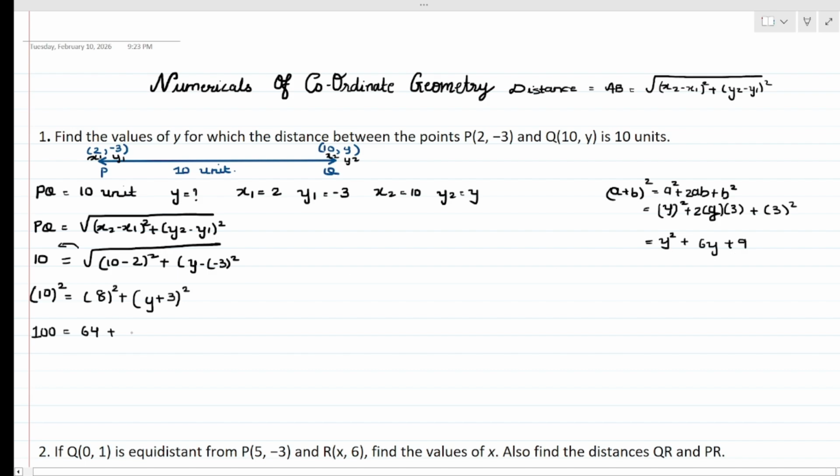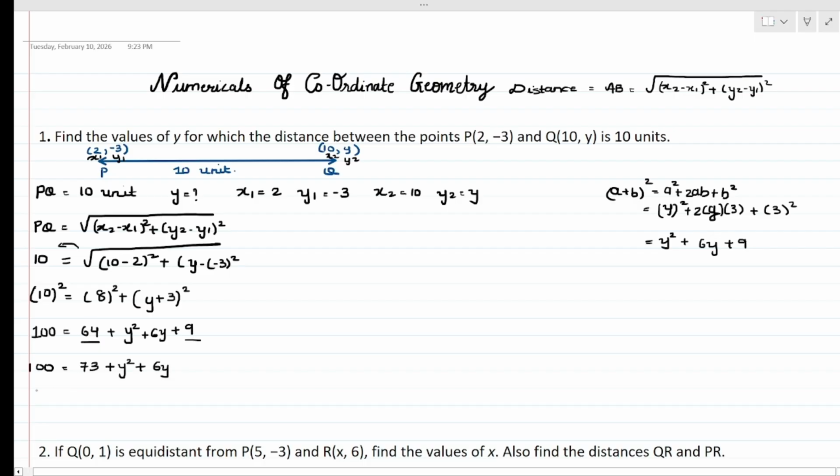Substitute the whole expression over here: y square plus 6y plus 9. Now add 64 plus 9. That means it will be 73. 100 is equal to this 64 plus 9, which gives you 73, plus y square plus 6y.